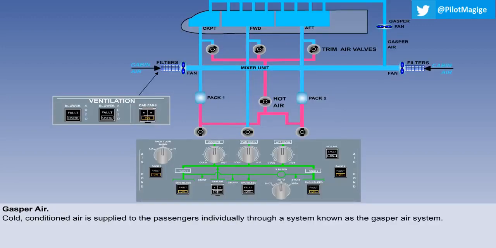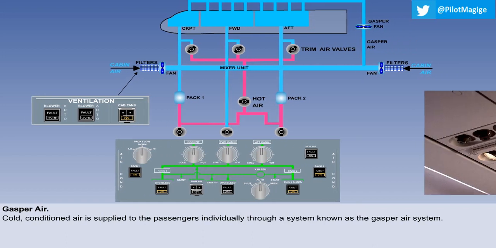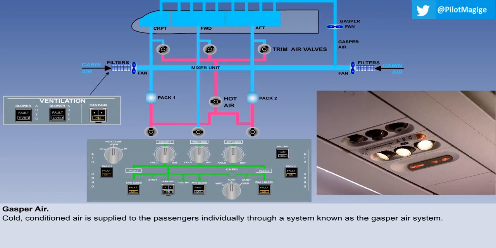The ducting is in 2 distinct sections, to provide for separate flows of cold and heated air. The cold conditioned air is supplied to the passengers individually, through a system known as the Gasper air system. Gasper air is tapped from one of the zone supply ducts upstream of where trim air is added. The Gasper fan provides a positive supply of conditioned air to all zones through individually controlled outlets or punka louvers.